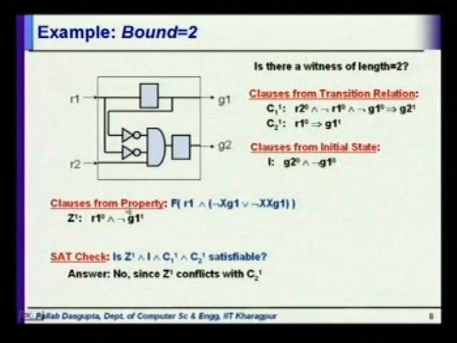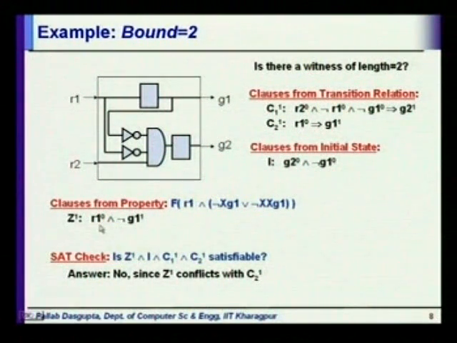Now, let us see what is the clause from the property. If we have to have a witness of length 2 for this, which is the negation of the original property, then we need R1 in the first clock cycle and not G1 in the next clock cycle, right. This cannot be used because we are looking for witnesses of length 2 only. So, we write this as R1 0 and not of G1 1. Is that clear? So, that is the clause that is generated from the property.